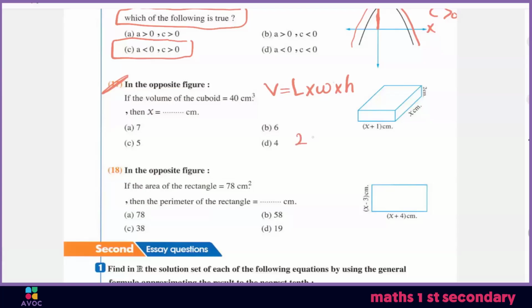So here is 2 times x times x plus 1 equals 40. This is the length, this is the width, this is the height. So I have 2 times x times x equal to 2x squared, and 2x times 1 equals 2x. I will transfer 40 to the other side. It will be minus 40 equals 0.